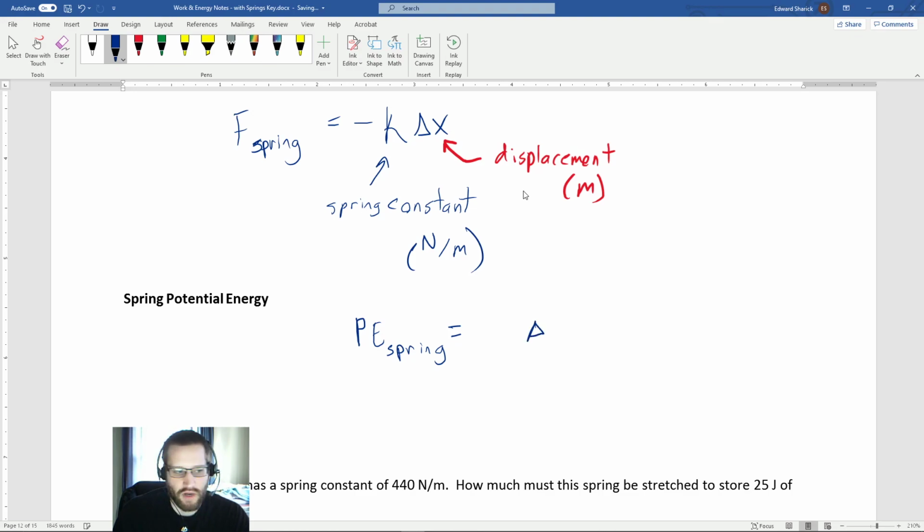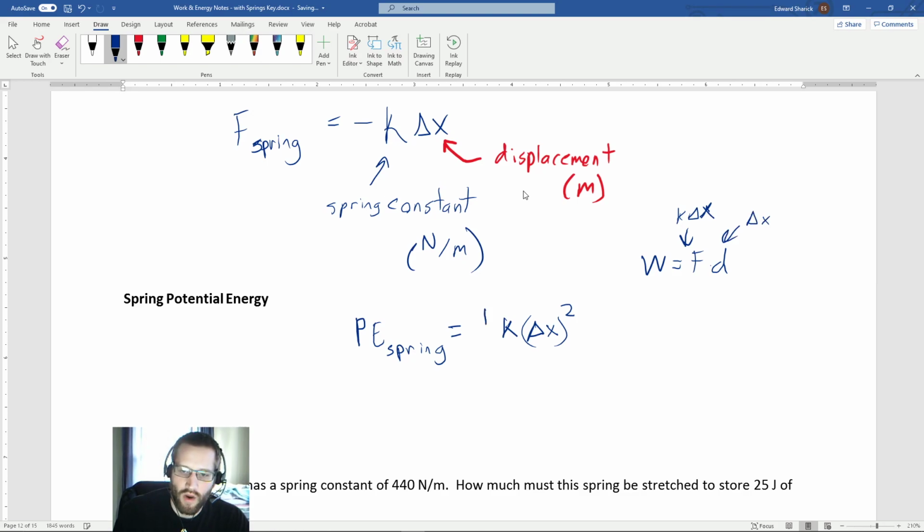What we're going to have is this delta x squared, our displacement value squared, times our spring constant. Because you can imagine our equation for work was force times distance. This is my force that I'm monitoring, so I have k delta x, and then the distance is delta x. So I get a k delta x squared.